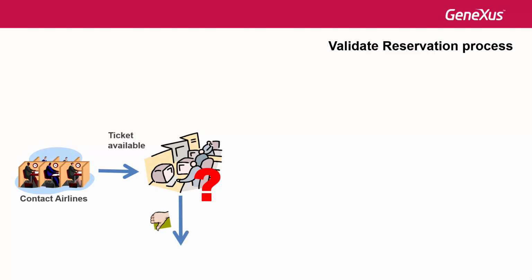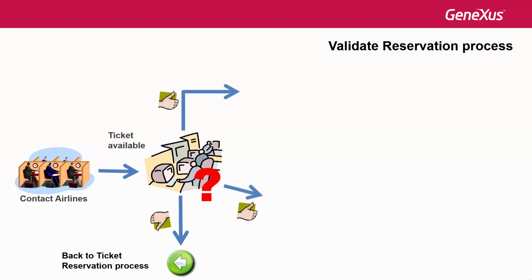The information obtained may indicate that there are no tickets available. In this case, we should go back to the ticket reservation process to ask the customer if he wants to make another reservation. Or it can also happen that there are tickets available for the dates requested and the validation process continues. To do so, two paths must be followed.